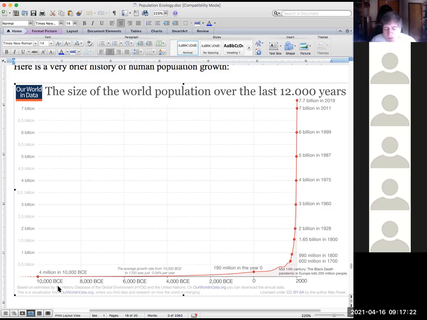So around 10,000 BCE, with the invention of agriculture, people had a steadier supply of food. So one of the things we see is that the birth rate increased and the death rate decreased.